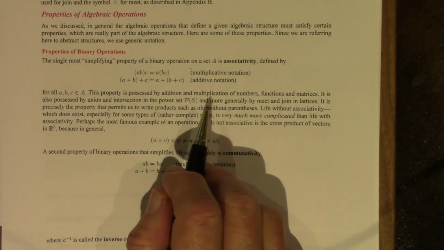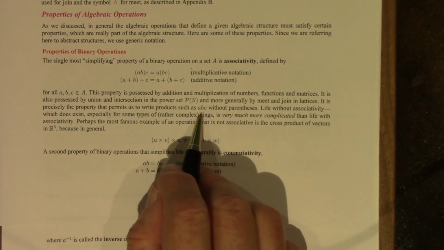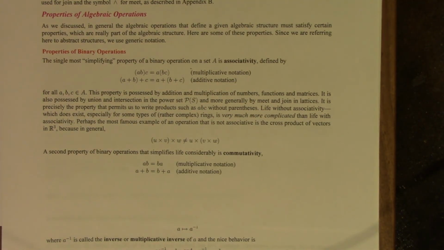This property is possessed by most of the common algebraic structures: addition and multiplication of numbers, functions, matrices, they're all associative. Union and intersection in the power set, associative. Meet and join in lattices, both associative. This is the property that allows us to write a product, in multiplicative notation, ABC, without the need for parentheses.